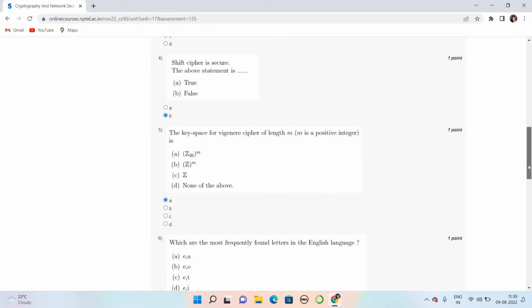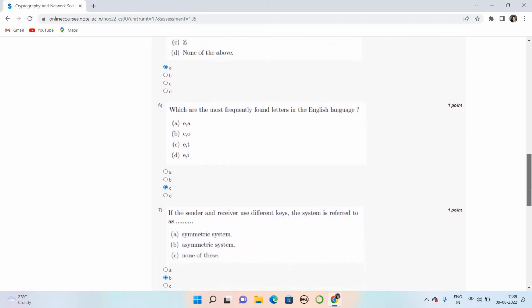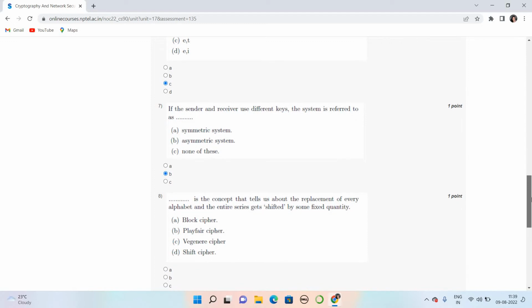Now coming to question number 6, which are the most frequently found letters in the English language? The most frequently found letters in the English language are E and T, that is C. For question number 6 the answer is C. Now coming to question number 7, if the sender and receiver use different keys, the system is referred to as B, that is asymmetric system. So the answer is B for this.